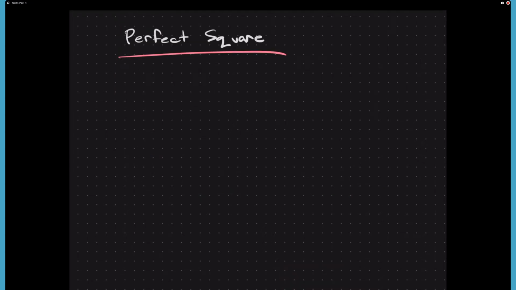Okay, well, on to our third concept, which is the perfect square. So what are the, say, first 10 perfect squares would be 1, 4, 9, 16, 25, 36, 49, 64, 81, and 100. Now, what makes these perfect squares?